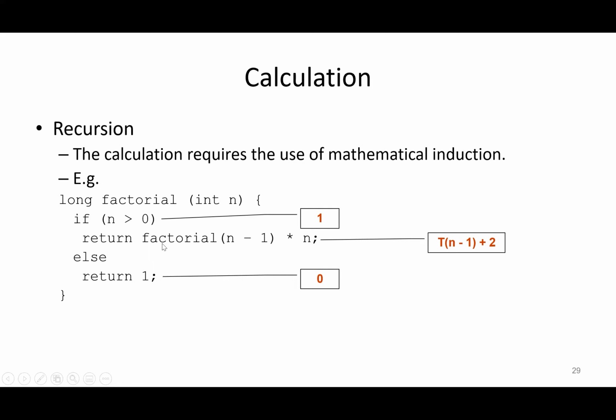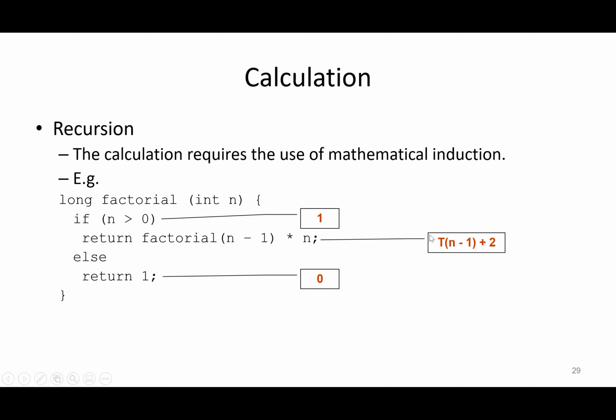1 step. And then if this is true, then I will call the factorial n minus 1 multiplied by n, right? I don't know how many times I need to call because it really depends on my n. So that's why here I just put T(n-1) first. How many times I need to call? Then plus 2. The 2 comes from here: n minus 1, you need 1 operation, and multiply, you need 1 operation. So plus 2. And return, we don't count any operation. That's why it's 0. So the else part is 0.